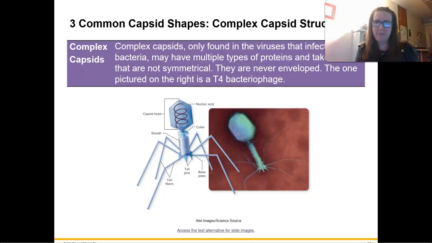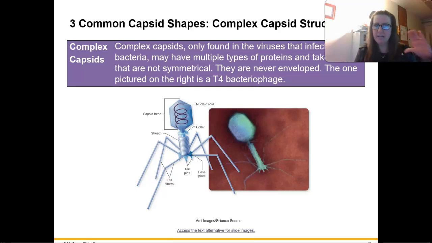So the complex capsid, literally to me, looks kind of like a cross between a mini robot and an insect. But essentially, this complex capsid is the type of structure for a type of virus called a bacteriophage. It is actually a virus that invades bacteria. And then they have essentially, again, that ability to convert that bacterium into something more dangerous. They are never enveloped.